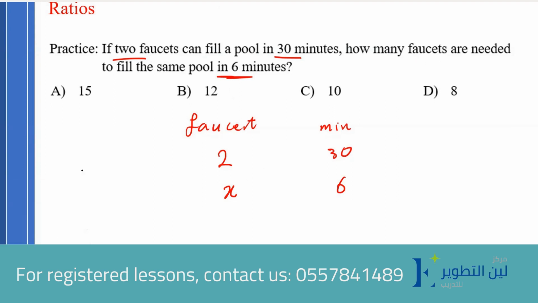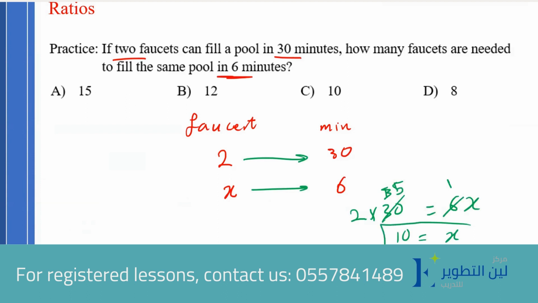Inverse variation. That's because if I put more faucets, I'll need less time. Okay, so this is an inverse variation. So in inverse variation, I just multiply them like this, in parallel. So this is 2 times 30, which is 6x. And if you simplify, this goes with 5, and so x is just 10. Okay, so there are 2 things I have to know: the kind of variation, and then solve the problem. This is an easy one.